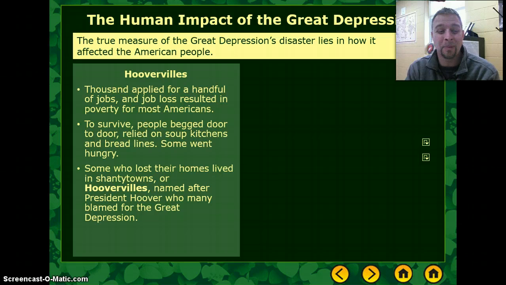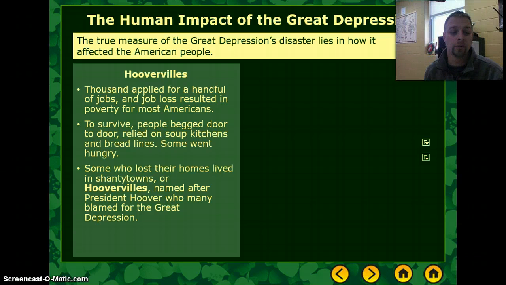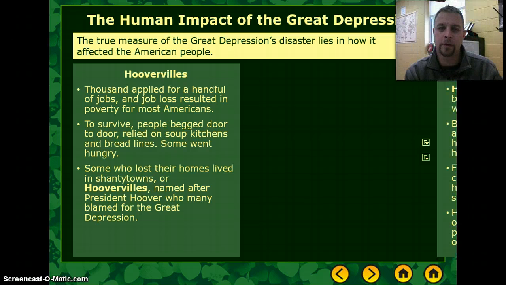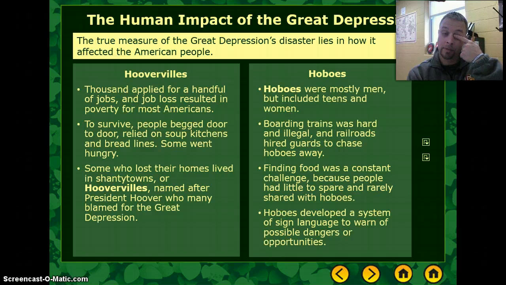And to survive, people begged door to door. They relied on soup kitchens, bread lines, and some simply went hungry. Some who lost their homes lived in what were called shanty towns that were often called Hoovervilles, and these were named after President Hoover, whom many people blamed for the devastation of the Depression.